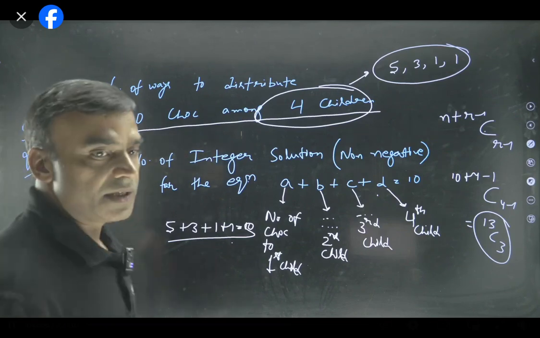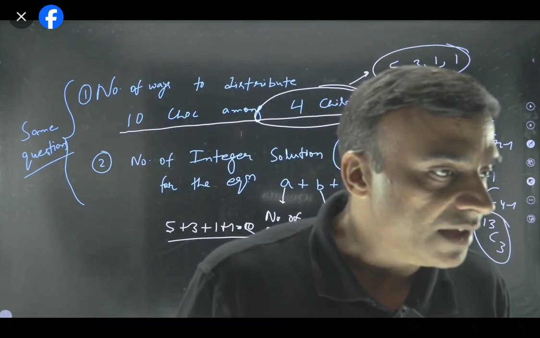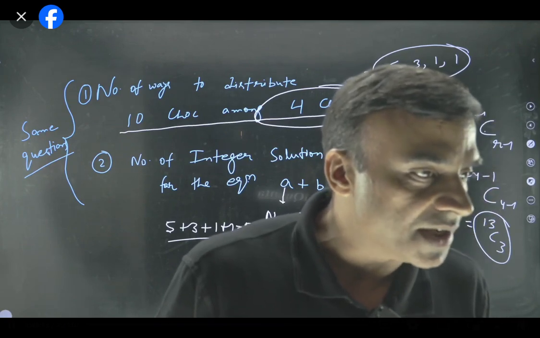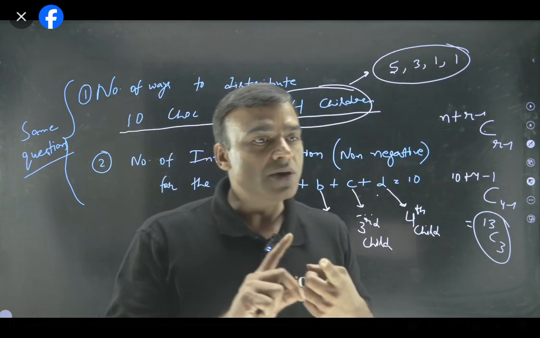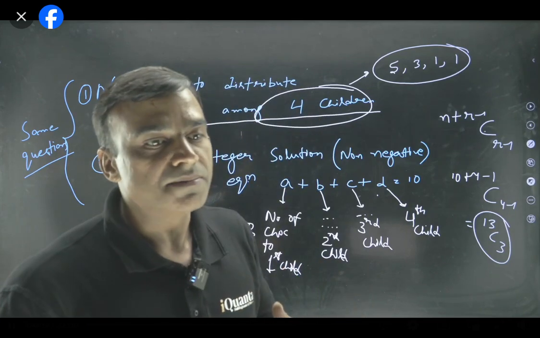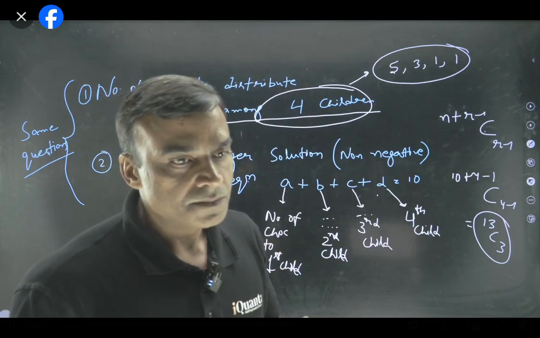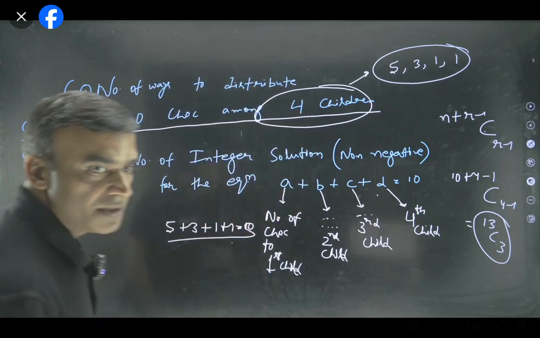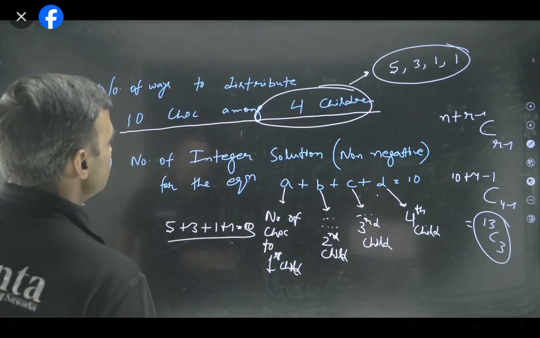10 chocolates. Another thing: all non-living objects are similar unless mentioned otherwise. You can note it down. All non-living objects are similar unless mentioned otherwise. Okay? Unless mentioned otherwise. Fine.